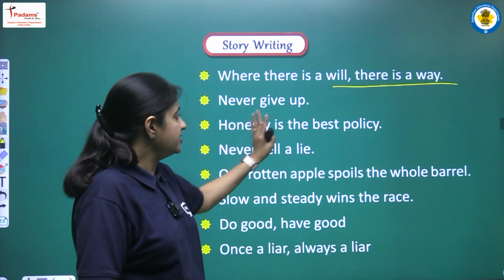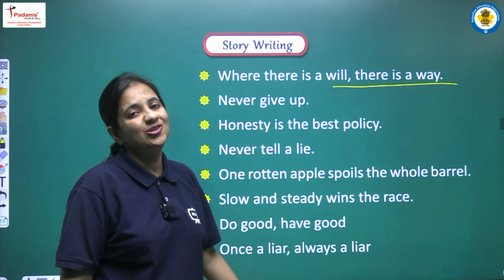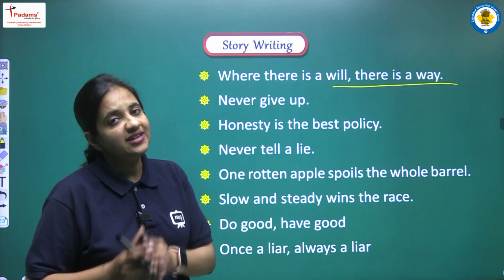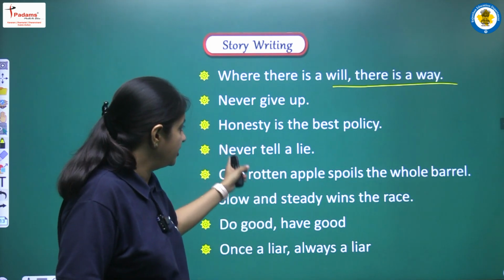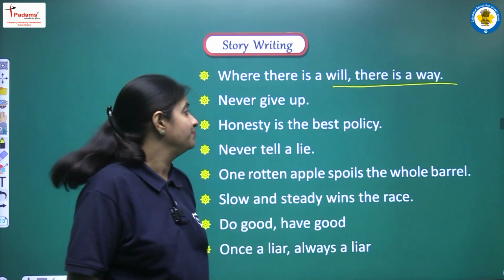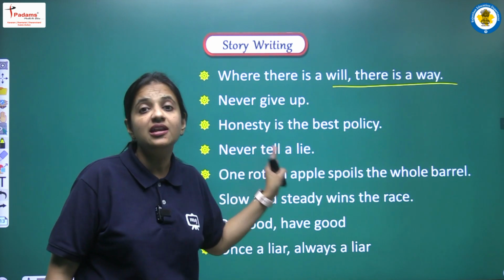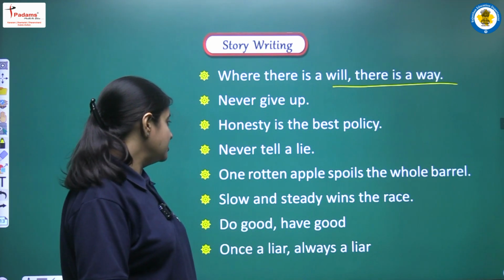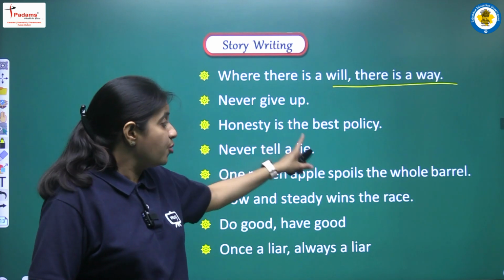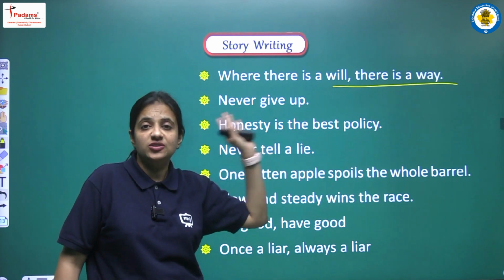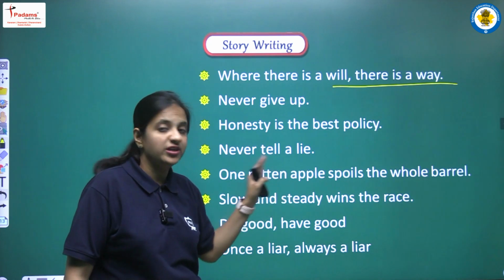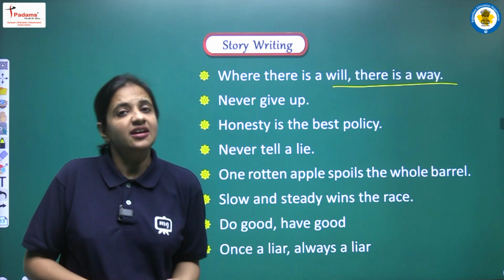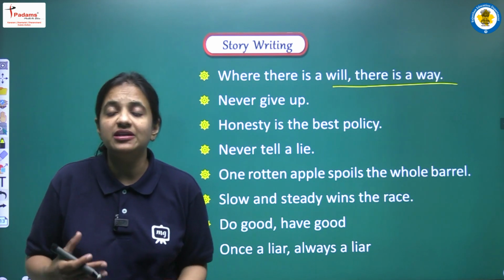Next is honesty is the best policy. So all the stories that teach us about this value, that is honesty, in that we can use this moral, that is honesty is the best policy. Next one, never tell a lie. So yes, never ever we should tell a lie. Next is one rotten apple spoils the whole barrel. So this is a very important moral that we can use in the stories that teach about bad company, that teach about the value of having a good company.